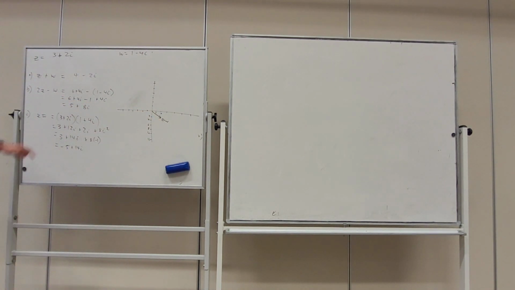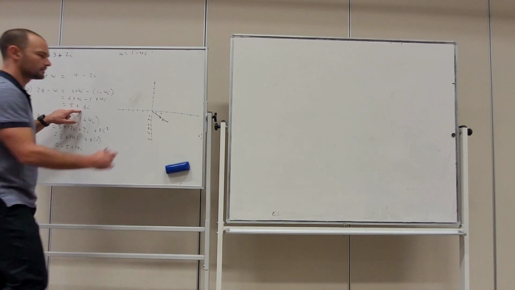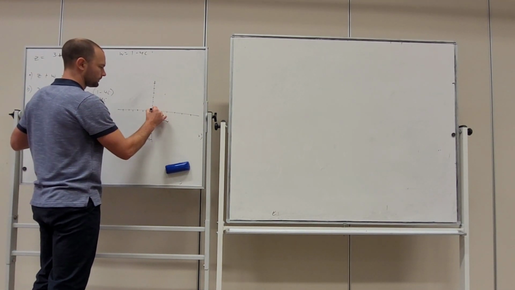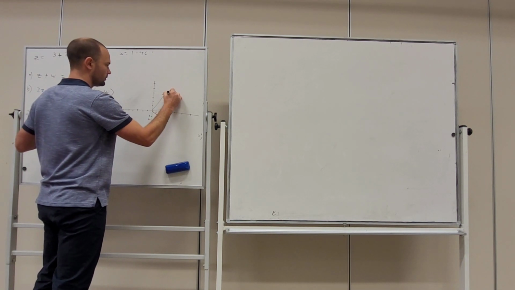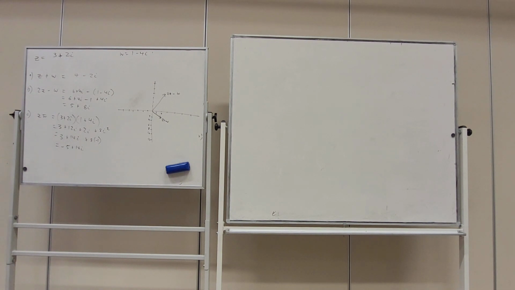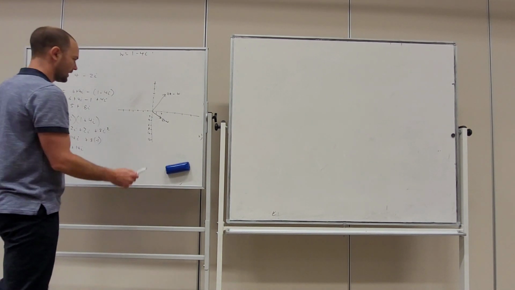All right, z plus w, 2z take w. We have 5, so that's going to be here plus 8i. That's going to be up here. This is 2z, take away w. And then we have minus 5 plus 14i.